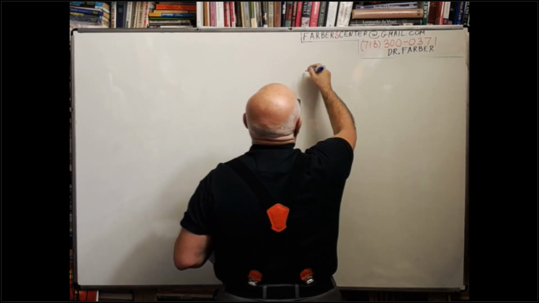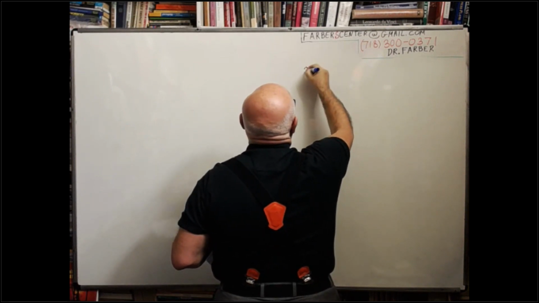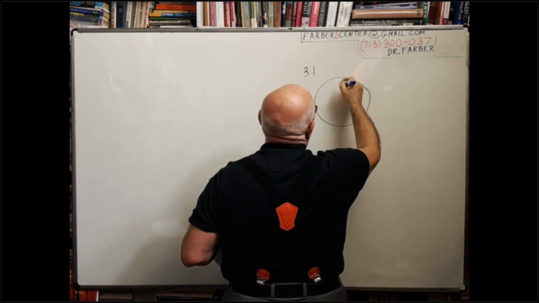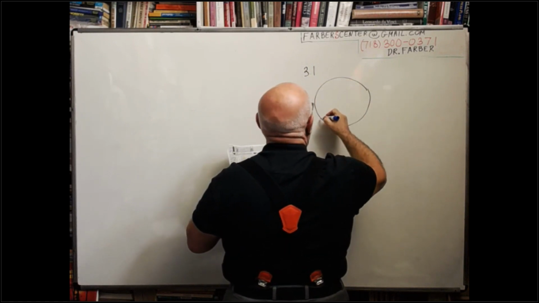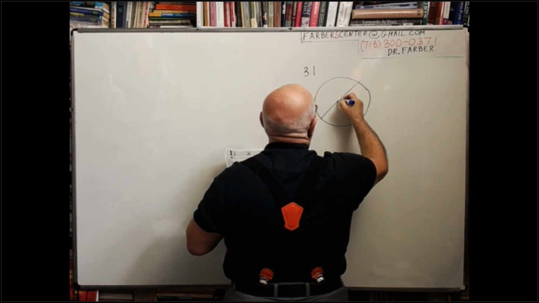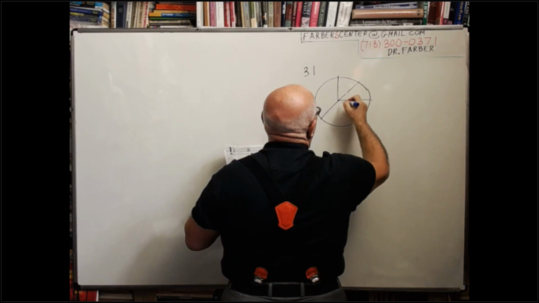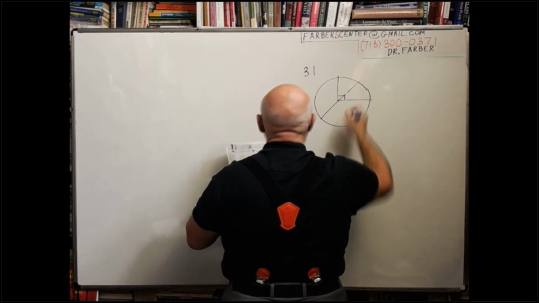Let's say 3, 1. Make this circle. And this circle, make this one. Make this one. And this is 90 degrees.